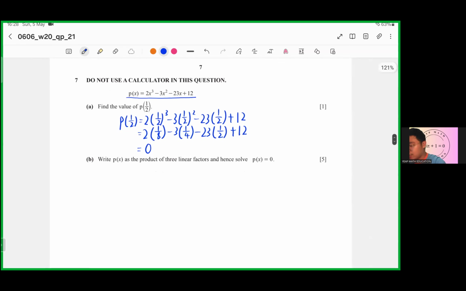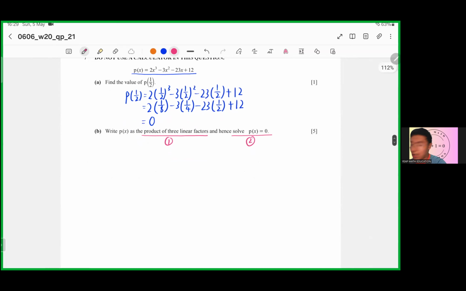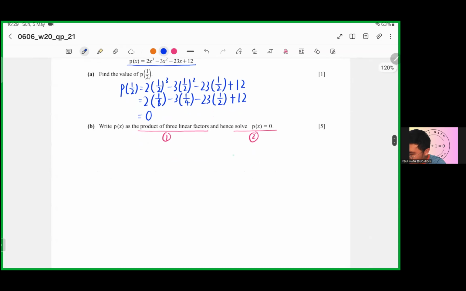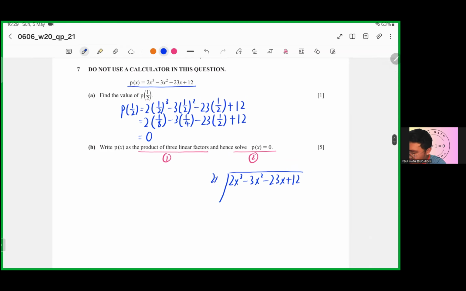Okay, after that we continue. Write p(x) as the product of three linear factors and hence solve p(x) equals 0. So how do we solve this part? This is the first part, this is the second part. We can use long division to solve it. We can write here 2x cubed minus 3x squared minus 23x plus 12 over 2x minus 1.